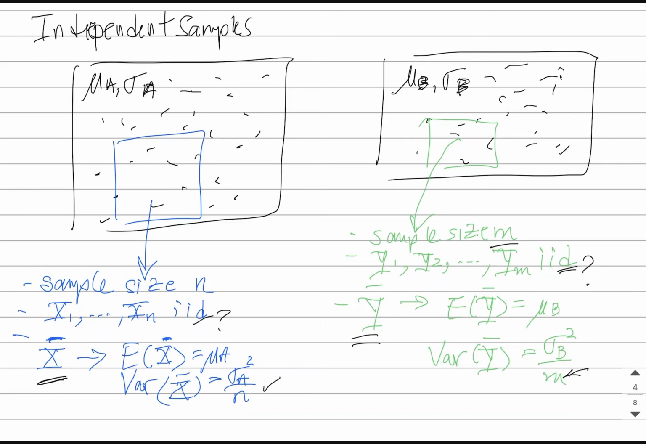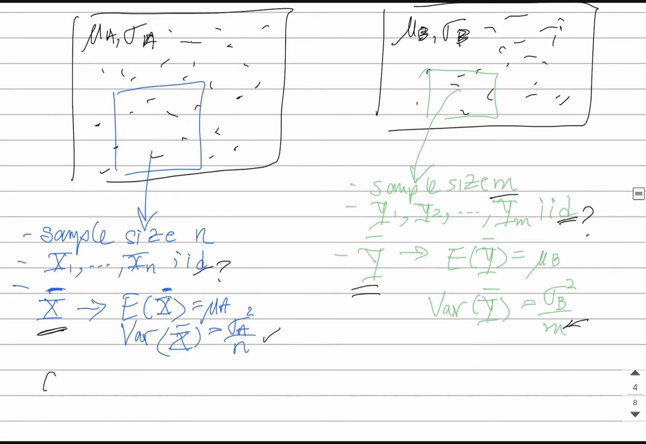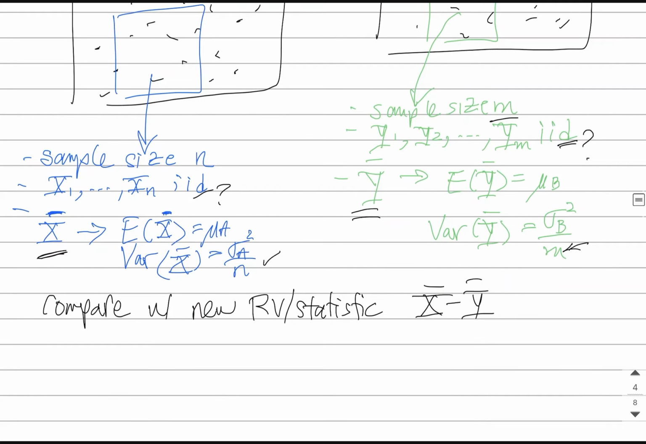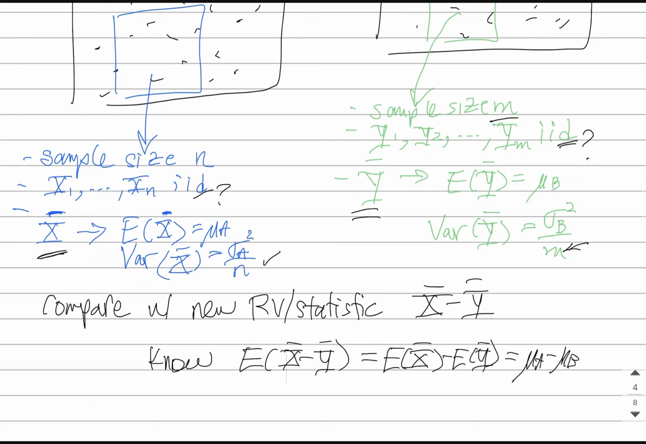So now that we have that, in order to compare the populations, we are going to form a new random variable, or a new estimator, or a new statistic. We will form the difference in the two of them, x bar minus y bar. And just by using the properties of random variables that we've got, we know that if we were to take the expected value of the difference, it will end up being the difference in expected values. And that's just a property of expectation. We'll get mu A take away mu B.